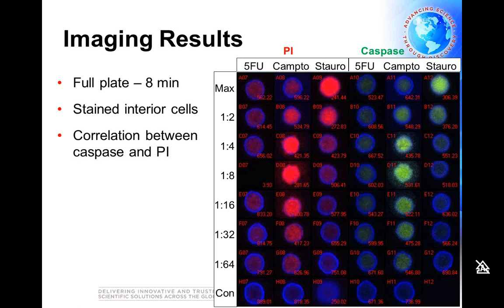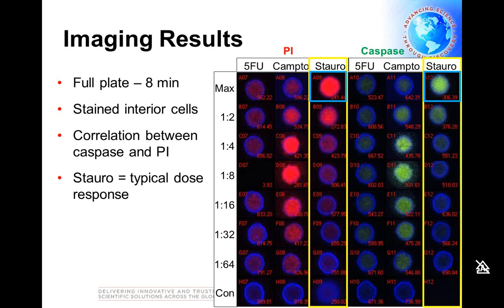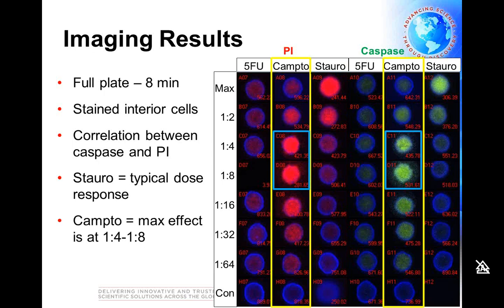And now we'll kind of walk through one treatment at a time from right to left. So in the staurosporine column, what we can see is a typical dose response, where the highest treatment concentration at the top gives you the brightest staining, and that amount of staining decreases as you move down the column as the compound was diluted. So pretty straightforward there. In contrast, camptothecin shows a very abnormal dose response curve, where our maximal effect was seen at the 1 to 4 to 1 to 8 dilutions, and that as you go up into the maximal or the 1 to 2 dilution, you actually see a decrease in the amount of fluorescence. And we saw this consistently, so this did seem to be a real phenomenon.